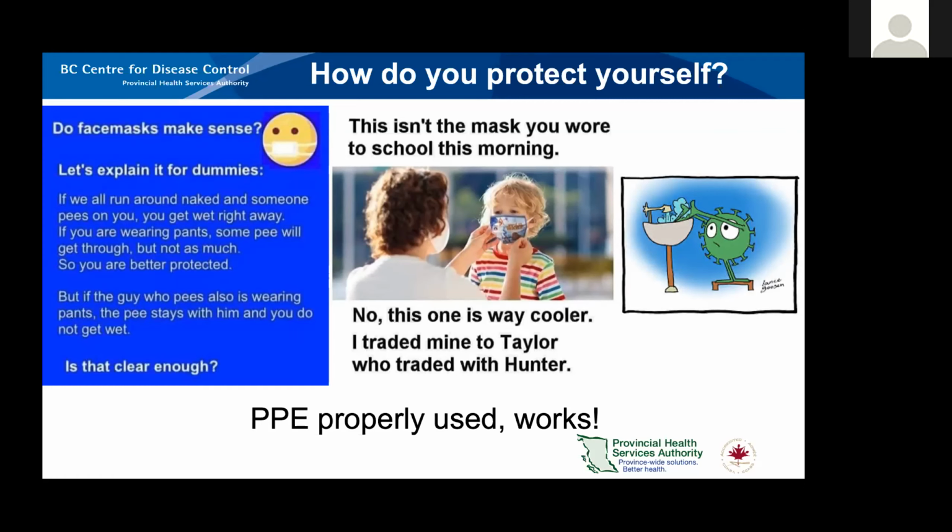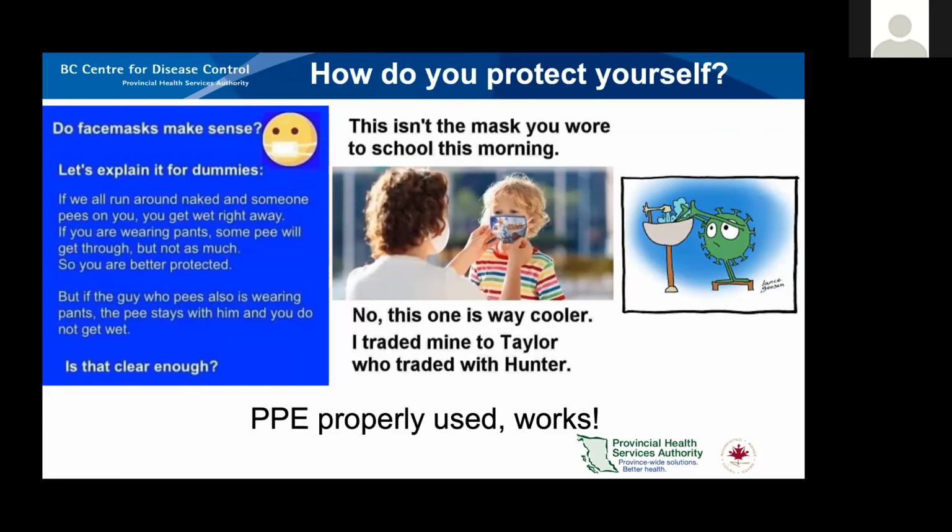And then, of course, it's important to use the mask properly. This isn't the mask you wore to school this morning. No, this one is way cooler. I traded mine to Taylor, who traded with Hunter. So trading masks isn't a good idea. And then I have this little microbe washing their hands.